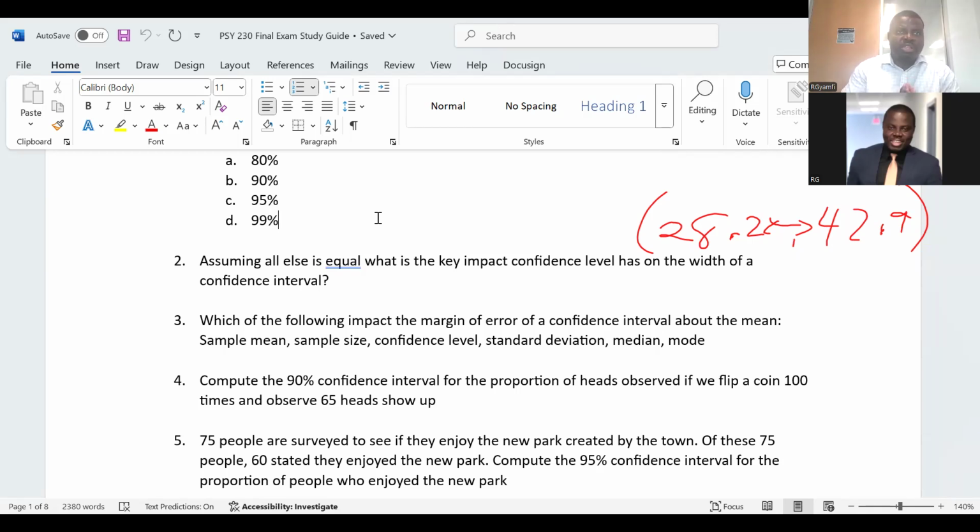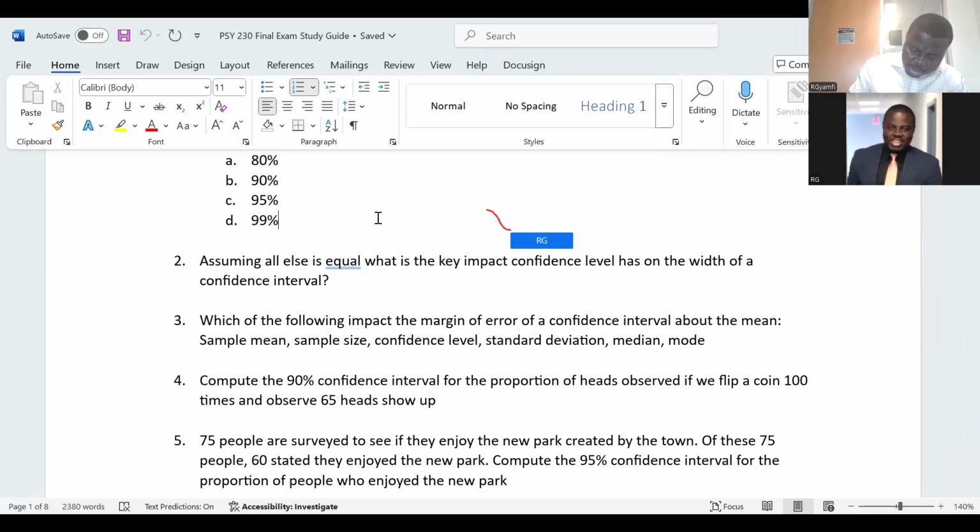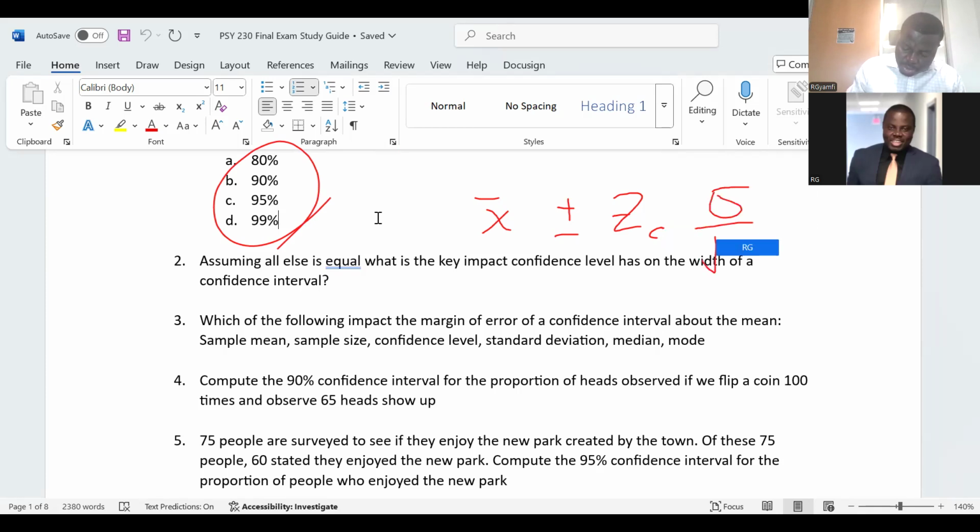Now, we want to know how the confidence level impacts the width. Let's say the confidence level increases from 80% to 90%, or from 80% to 95%. What is going to happen to the width? Is it going to get bigger or smaller? To break this down, I'm going to use the confidence interval formula for the mean. I have X bar, which is my sample mean, plus or minus my critical value of z. Remember, I get this from my confidence levels. Then standard deviation over square root of n.